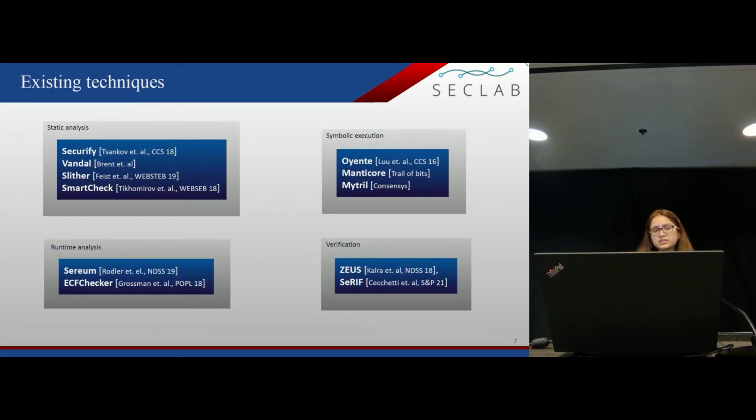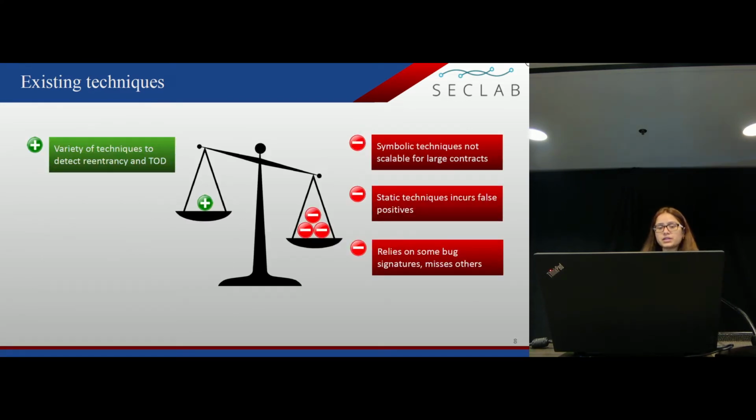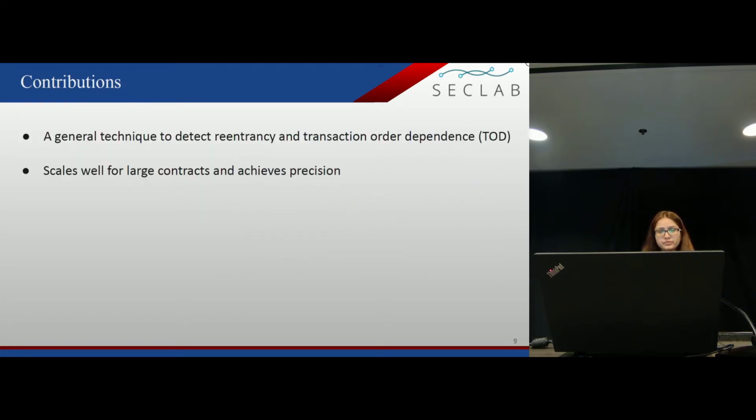To prevent or detect such attacks, there has been research in both academia and industry that spans from static analysis to symbolic execution, runtime analysis, and verification. Though it's good to see that we have different techniques to thwart such attacks, they have certain limitations. For example, symbolic execution-based techniques are not scalable for large contracts. Static analysis incurs false positives. They are not precise. Also, most of the prior tools rely on specific bug signatures and miss others.